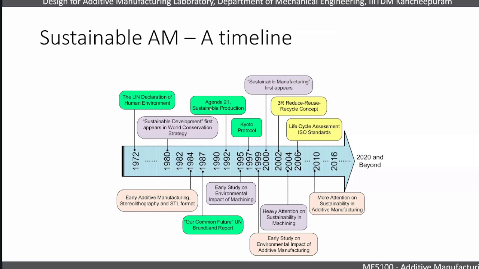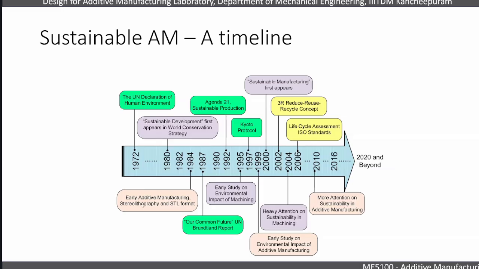Okay, so if you look at what is the relation between sustainability and additive manufacturing, the top talks about all the milestones in sustainable manufacturing, and the bottom one talks about typically the impacts of additive manufacturing on sustainability. For example, the first one, the UN Declaration on the Human Environment, which came in 1972.